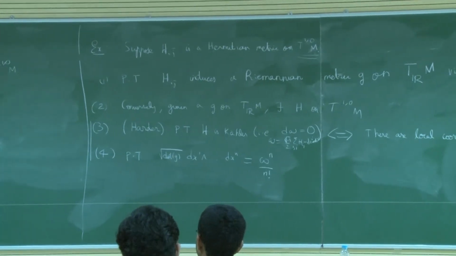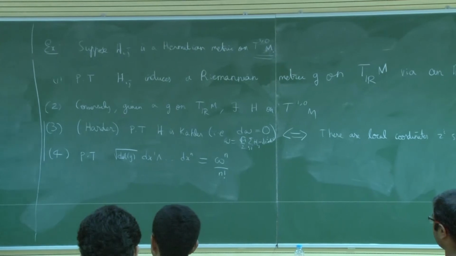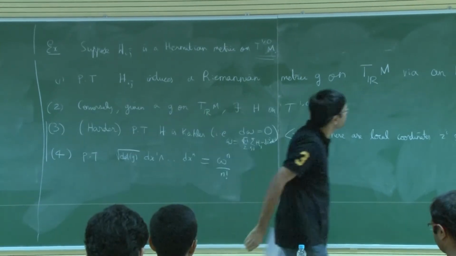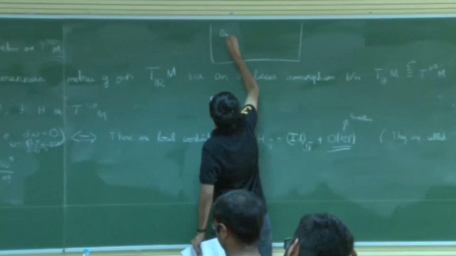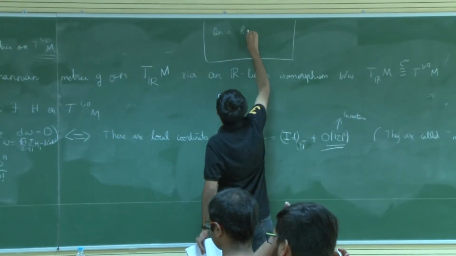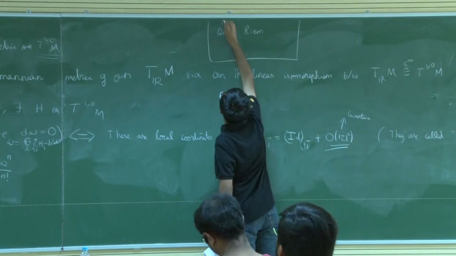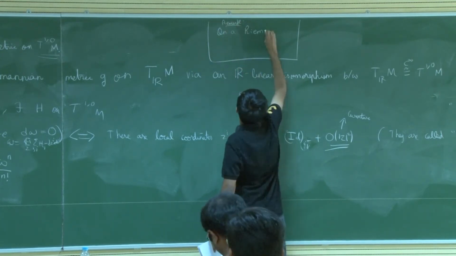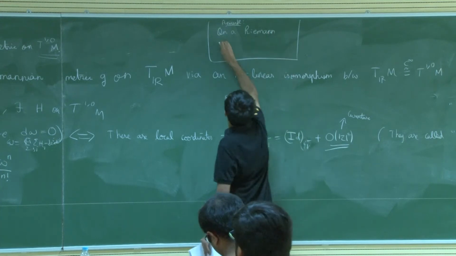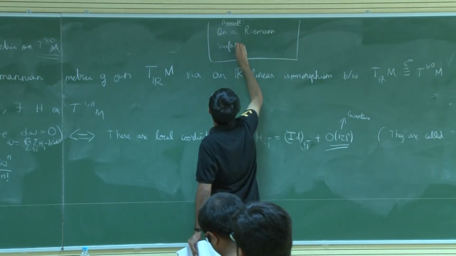One more remark, and here, on a Riemann surface, this should be straightforward. Remark: on a Riemann surface, every metric is Kähler.